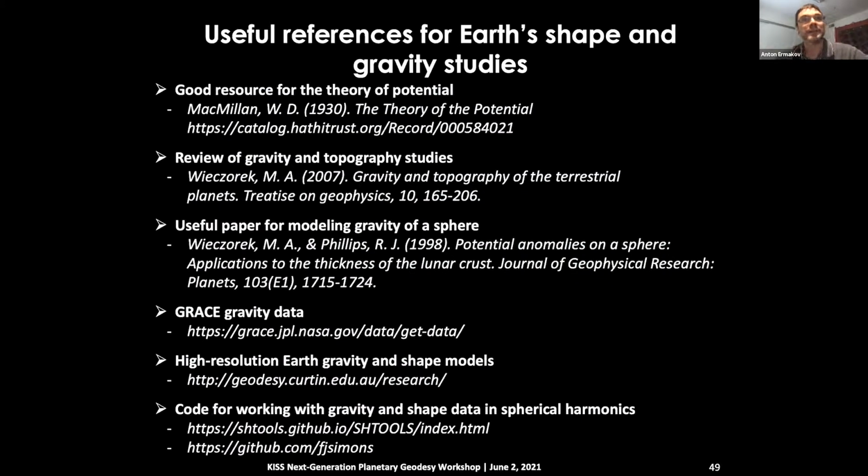Okay, and here's again a set of useful links for working with the Earth shape and gravity data.